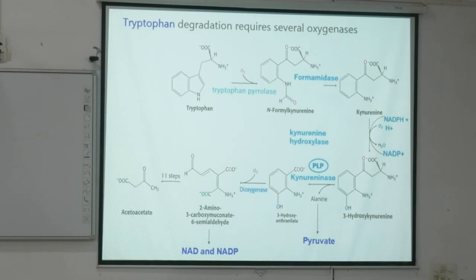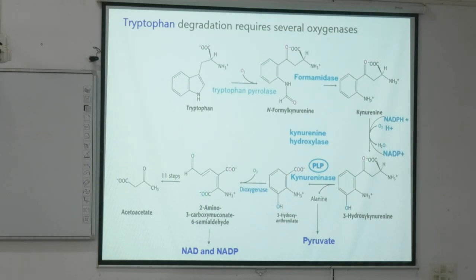Then you have a kynurenidase, which will give you kynurenine. Now this kynurenine will be dehydrogenated with the help of NADPH, and that will give you hydroxykynurenine. This hydroxykynurenine will again be acted upon by kynureninase, to give you alanine and 3-hydroxyanthranilate.